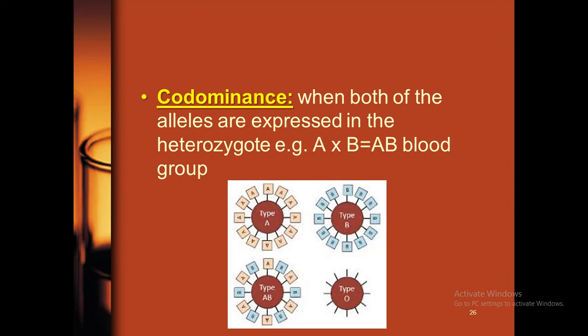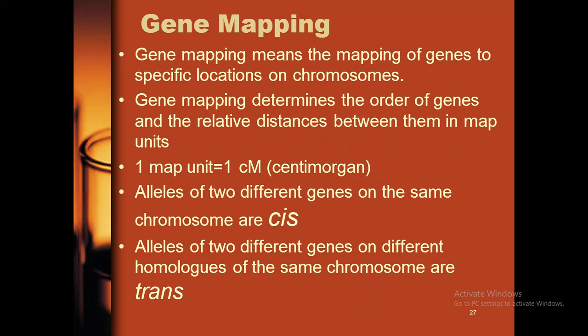And then there is codominance. This is when both of the alleles from mother and father are expressed in the heterozygous state. For example, blood group: when one of the parents is group A and the other one is group B, the baby which is born can be group AB, so both of the traits are expressed and hence this is known as codominance.